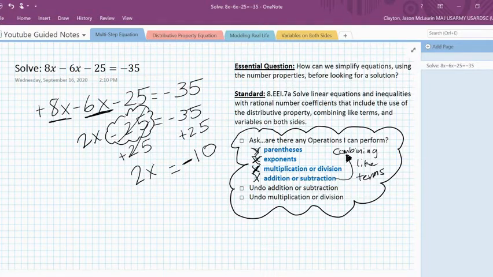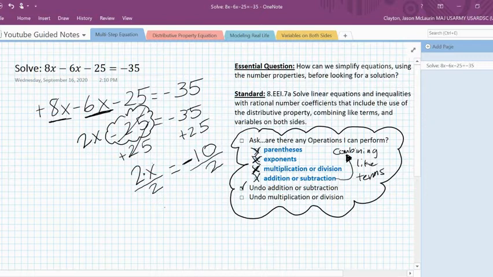So I've already undone my addition or subtraction. I want to look to undo multiplication or division. So what's happening to the variable is it's being multiplied by 2. So in order to get rid of multiplication, I have to divide. If I'm dividing on one side, I have to divide on the other. 2 over 2, the inverse of multiplication is division, and the result of the inverse operation should result in 1. So I have 1x.